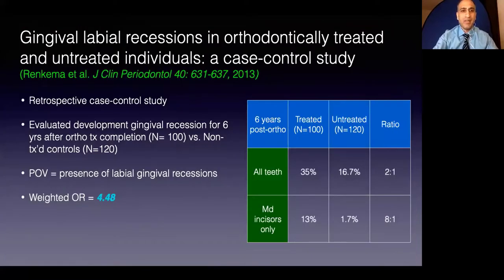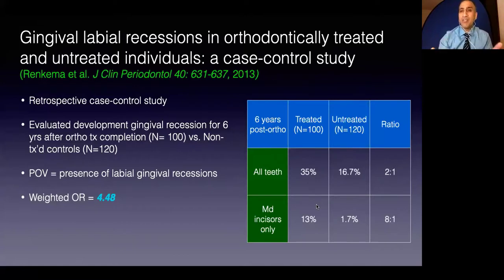A really nice study from Renkema and colleagues in 2013 looked at the incidence of recession in individuals that were treated with orthodontic treatment, and they followed them for about 6 years. And what they found was that 35% of all of the teeth treated experienced gingival recession, which persisted for about 6 years post-ortho. In relation to the untreated patients, the ratio of teeth that experienced recession versus not was about 2 to 1. If you were to focus in on the mandibular incisors only, the ratio now becomes 8 to 1. So orthodontic treatment does substantially influence the possibility of developing recession.